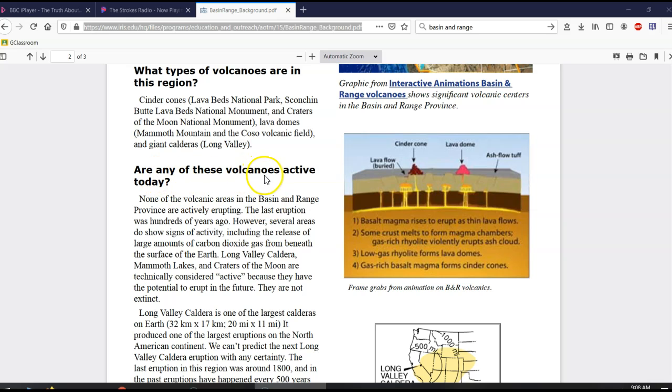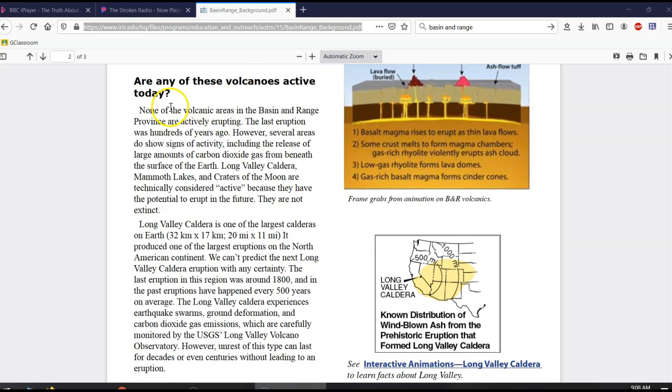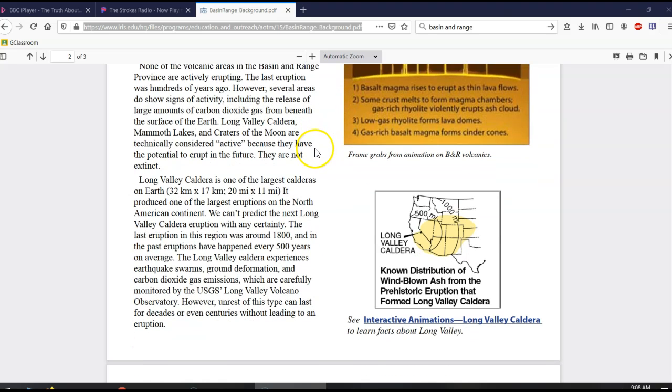Are any of these volcanoes active today? None of the volcanic areas in the Basin and Range province are actively erupting. The last eruption was hundreds of years ago. However, several areas do show signs of activity, including the release of large amounts of carbon dioxide gas from beneath the surface of the Earth. Long Valley Caldera, Mammoth Lakes, and Craters of the Moon are technically considered active because they have the potential to erupt in the future. They are not extinct volcanoes.